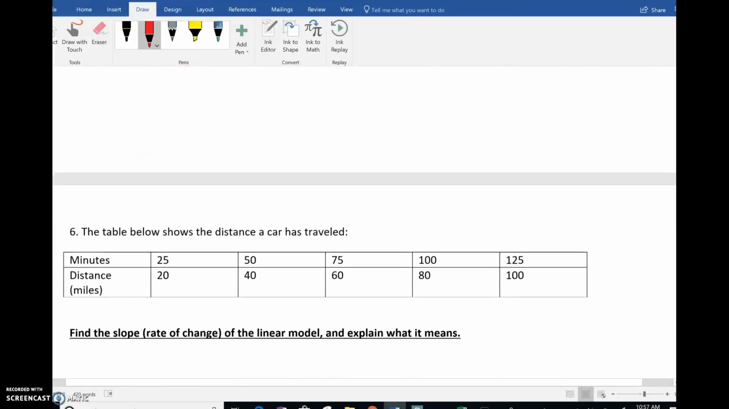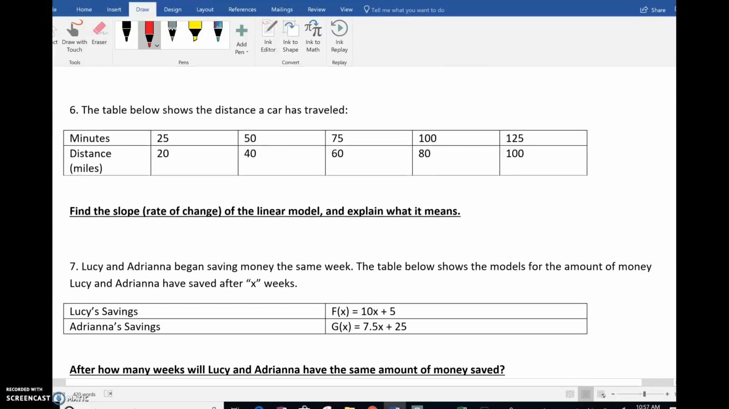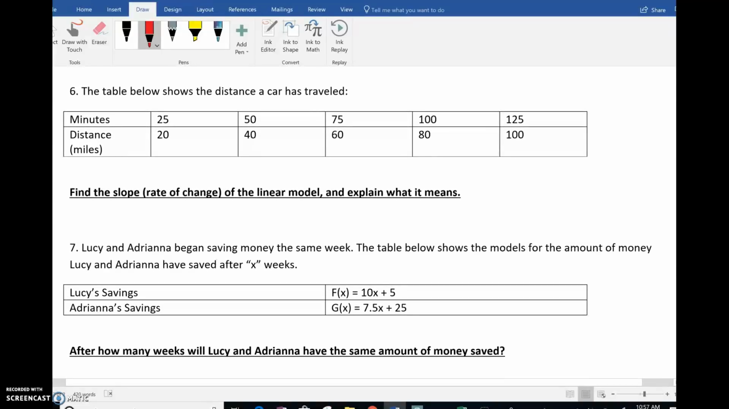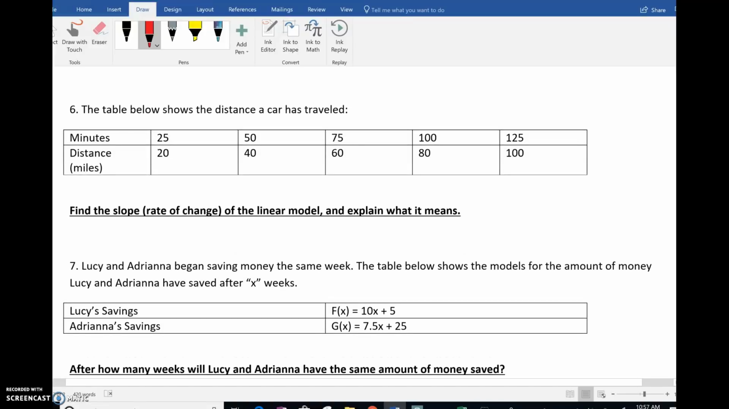All right, moving on. We're about at the halfway point in my time limit. So I have extra time. I'll slow down and go back and make a few more connection points. The table below shows the distance that a car has traveled. So obviously we're focusing on reading and interpreting tables here, which are used all the time in the real world. The ACT I know loves graphs and tables, so we need to be able to interpret.